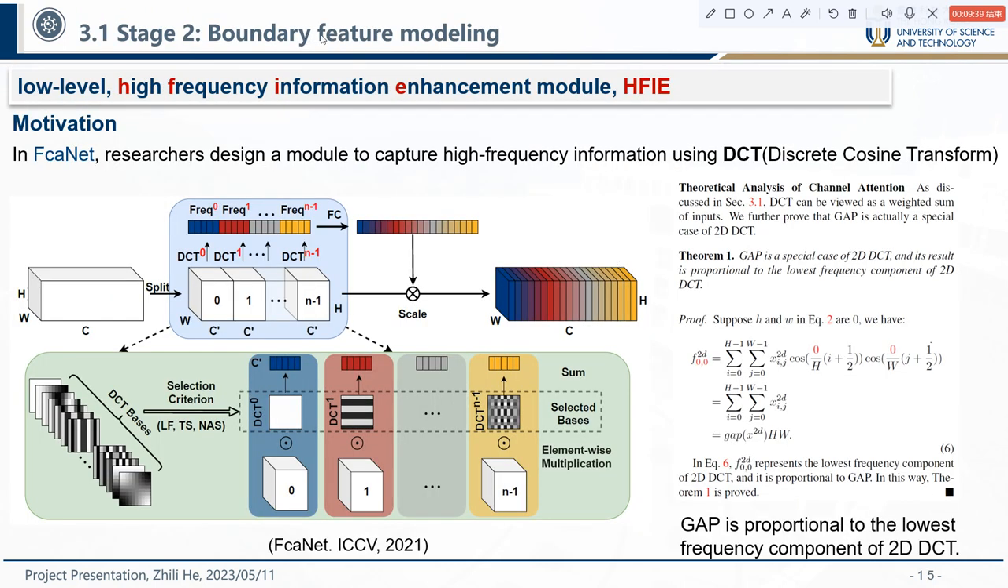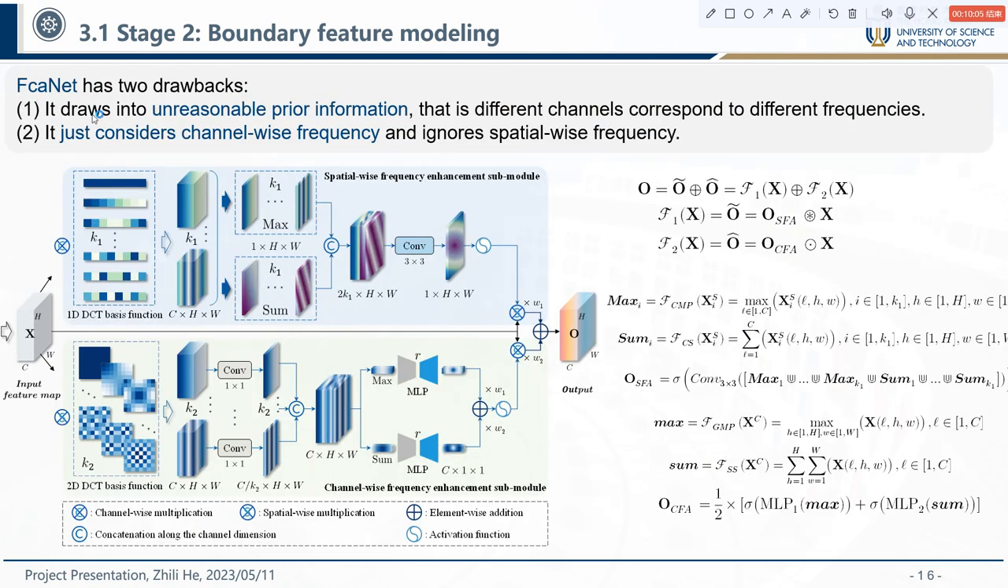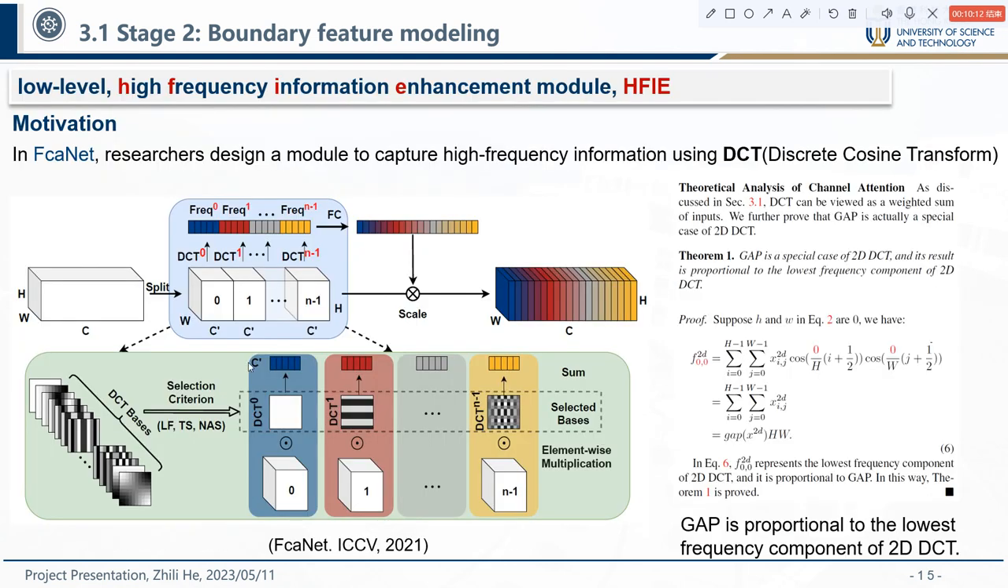Fourthly, in the boundary feature modeling, the core module is the high frequency information enhancement module, shortly HFIE. Let's see the motivation. In FCANet, researchers design a module to capture high frequency information using DCT, discrete cosine transform. However, by researching this module, I find it has two key drawbacks, and we can see that. Firstly, it introduces unreasonable prior information, that is, different channels correspond to different frequencies. We can see this image.